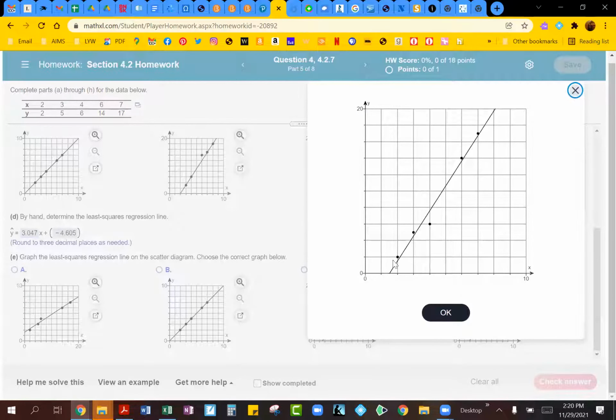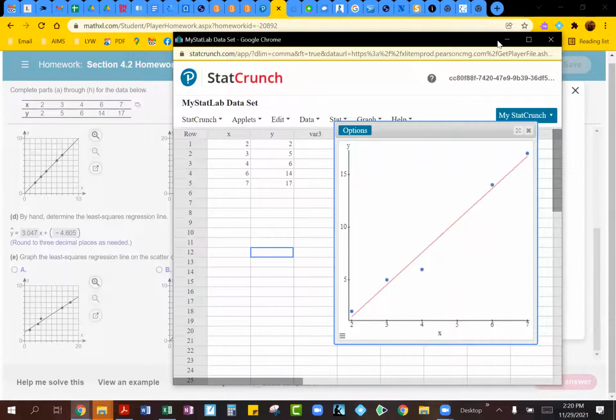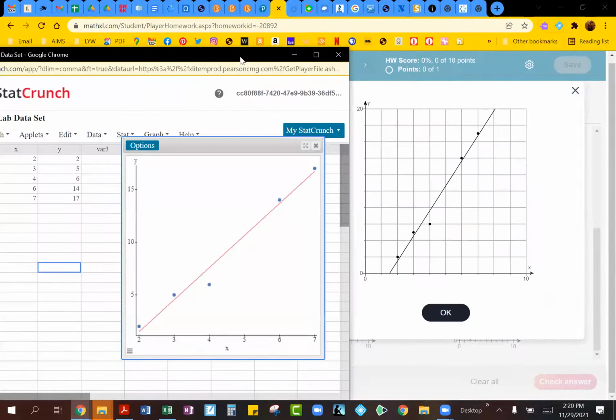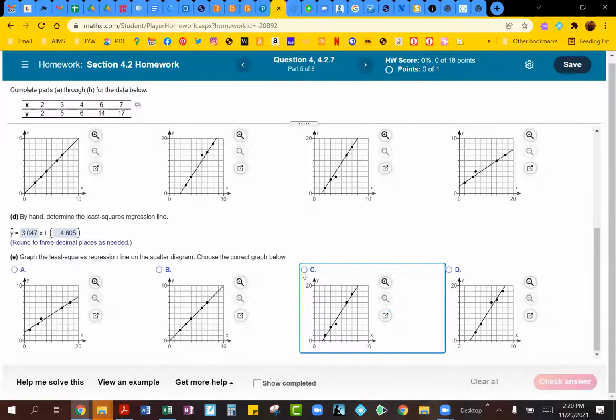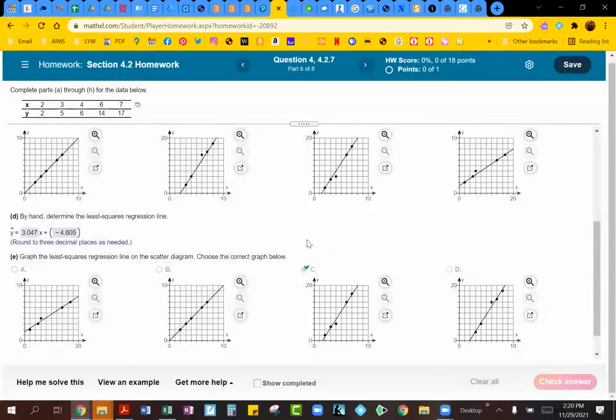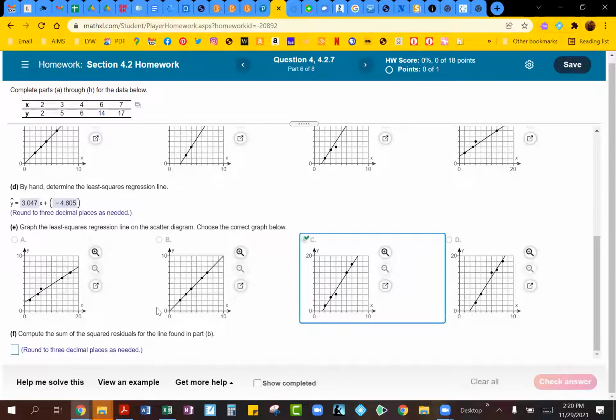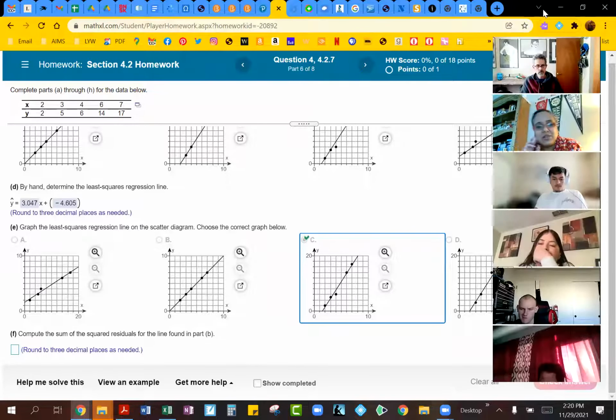And you will see when you expand it, those 4 points are definitely above the line, and this one is below the line, and that's the closest you are going to get to this graph that we came up with here in StatCrunch. Okay, so this was graph C in our options. So let's check that guy. Looks good.